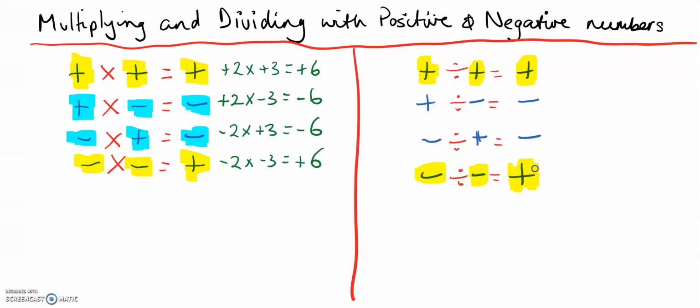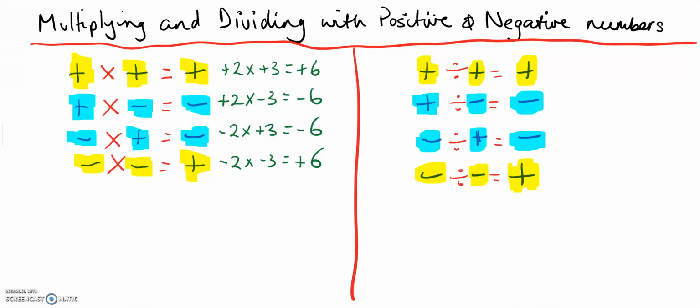A different number, I'm just going to change the colour, there we go. A different number, positive with a negative, will always give a negative, and a negative with a positive, they're all different. Different ones will always give a negative answer.